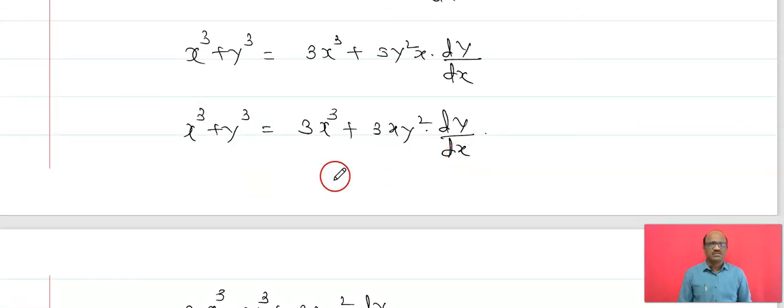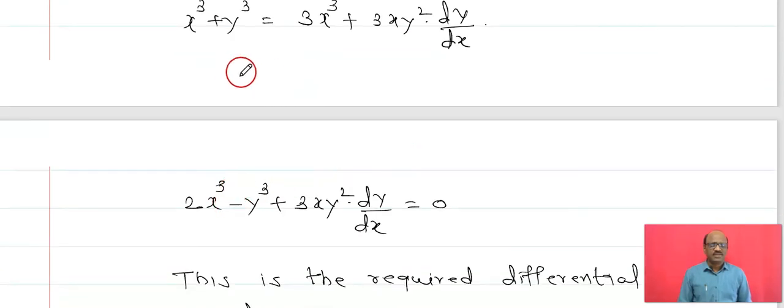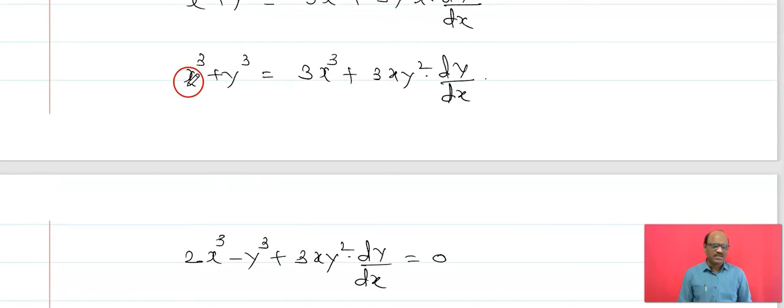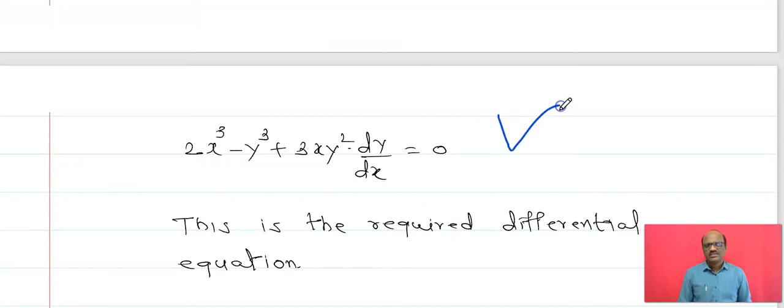If you simplify this, bring these two terms, x cube and y cube, to the right hand side, they will become minus, and you will get 2x cube minus y cube plus 3xy square into dy by dx equals 0. This is the differential equation.